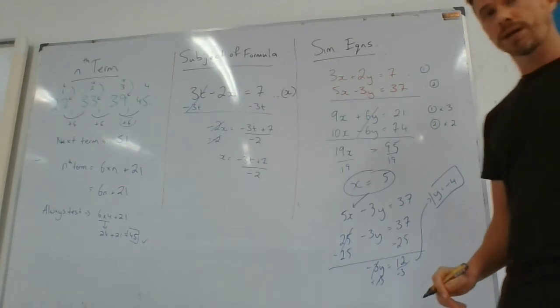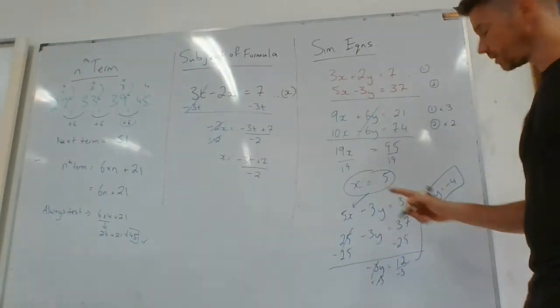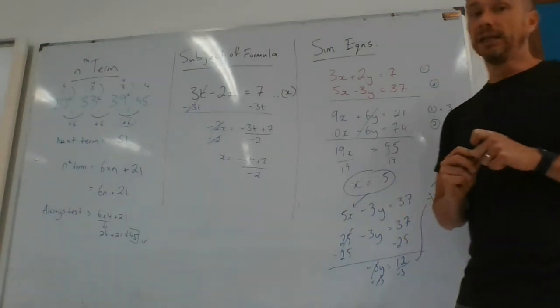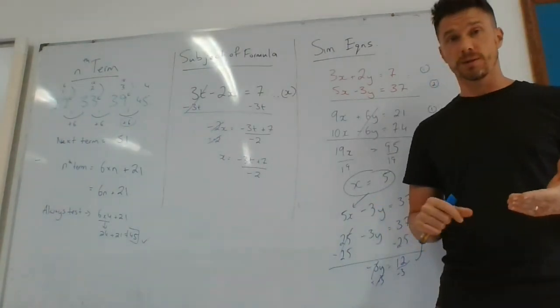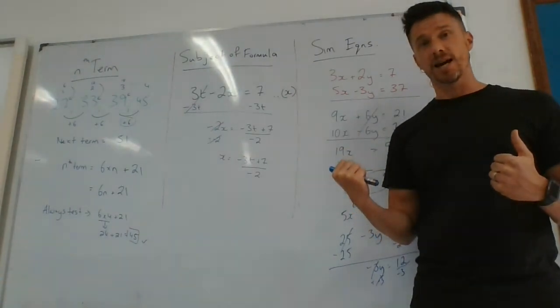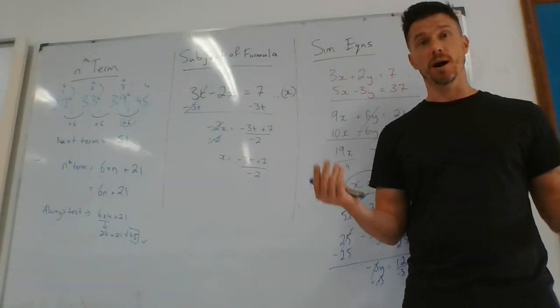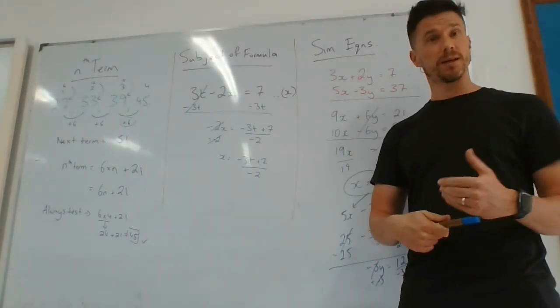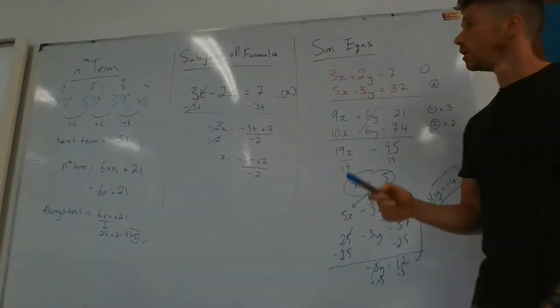So I have two answers. x is 5 and y is minus 4. So you should have two answers at the end of this. So remember the process for simultaneous equations. It's quite long. It'll be at the end of any exam. It's probably the last question because it's the hardest question. But once you get into a system, it should be one of the easier questions.